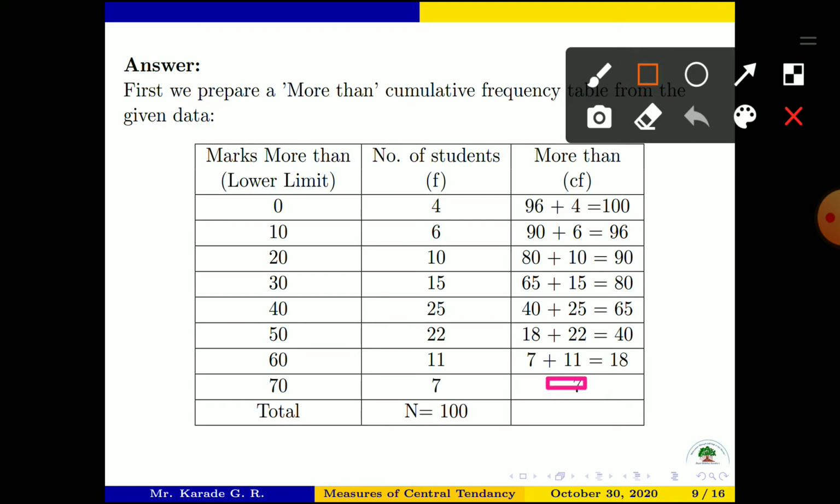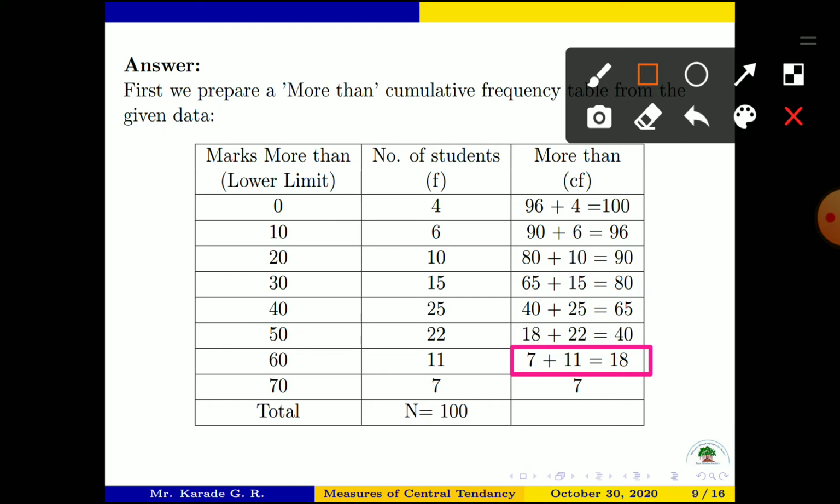So we start from this entry. Okay, we start from this entry. So last entry as it is, and we go to the upper cell. In the upper cell we observe that this is nothing but the addition of 7 and 11. 7 means the cumulative frequency of this last row plus the frequency of the current row. 7 plus 11 is 18.